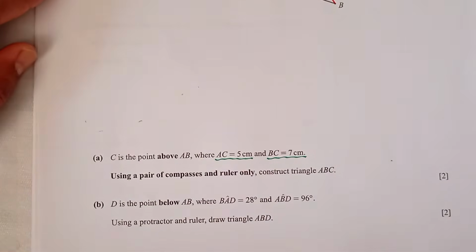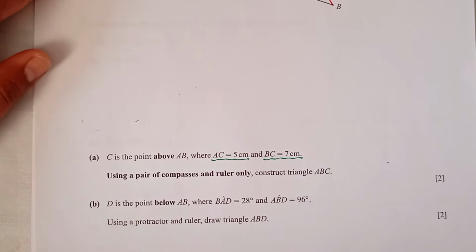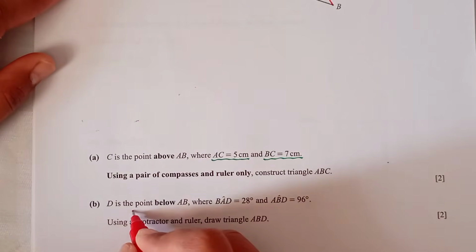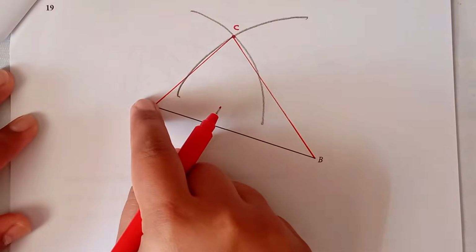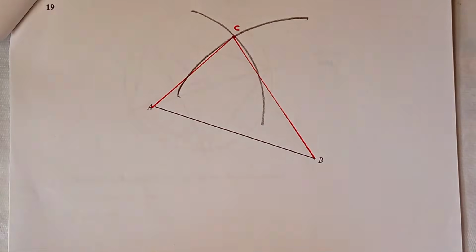Okay, now for the B part, D is a point below AB. So the point D must be below the line AB, where the angle BAD is 28 degrees and angle ABD is 96 degrees. Using a protractor and ruler, draw the triangle ABD. Okay, BAD is 28 degrees. B, A and D is 28 degrees.